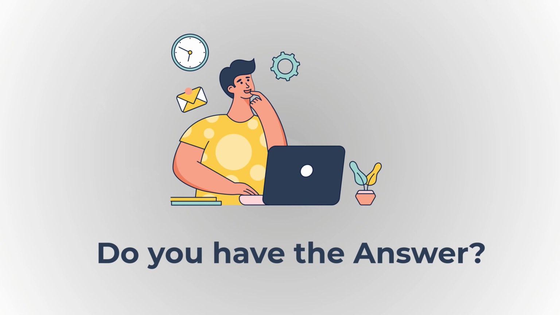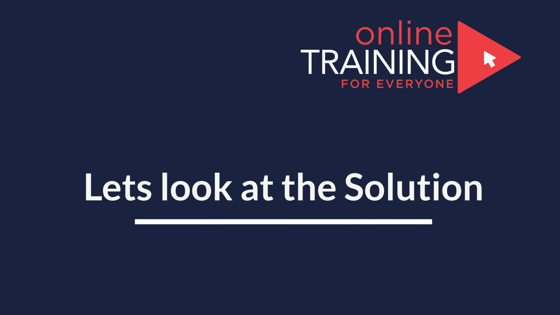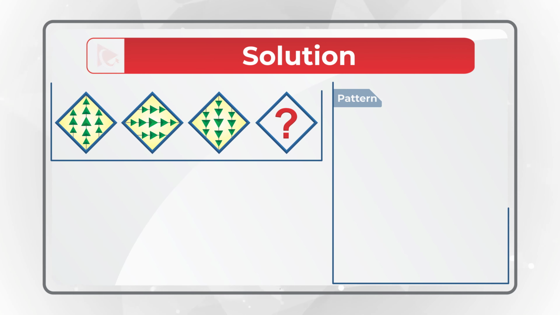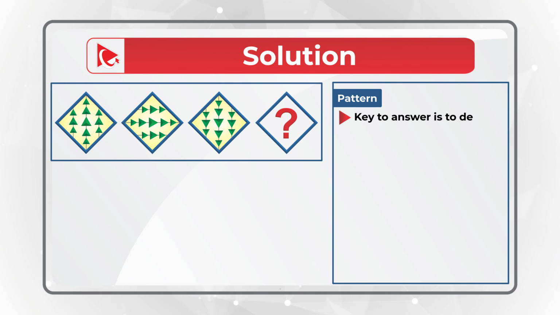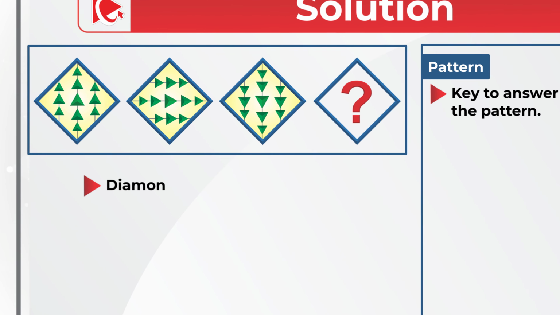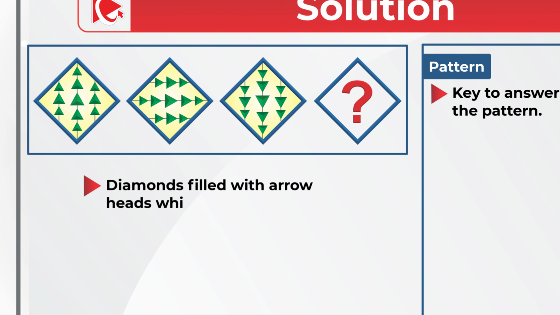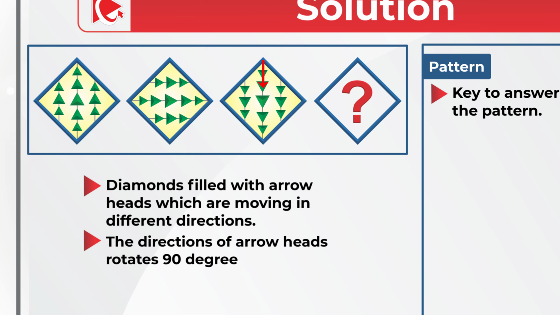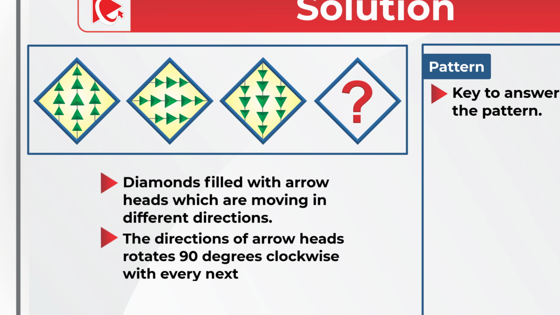Let me move forward and share with you my version of the solution. And obviously, if you have a better way to solve it, please make sure to post in comments. As with a lot of other questions, the key to answering this question is to detect the pattern. If you look closely, you will see that diamonds filled with arrowheads, triangles, are moving in a different direction. The direction of the arrowheads rotates 90 degrees clockwise with every next shape in the pattern.